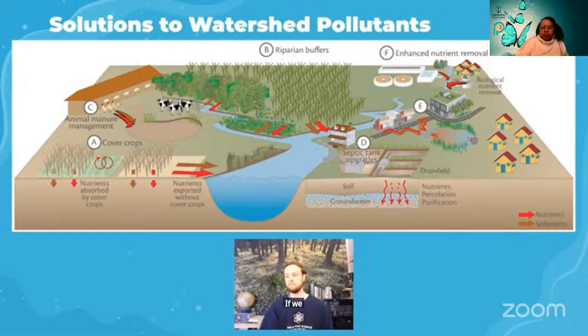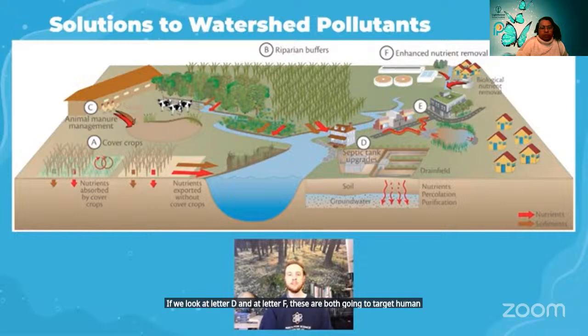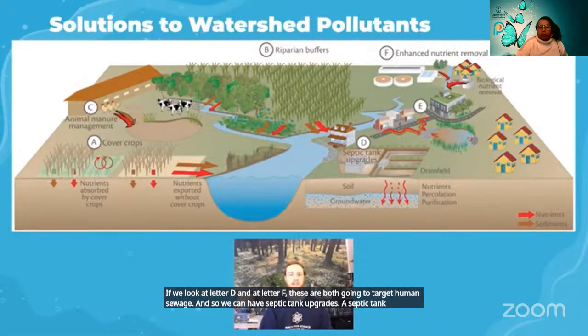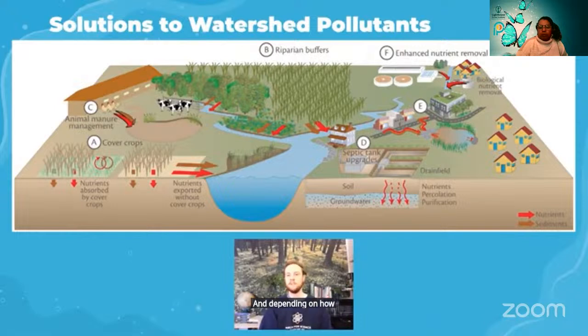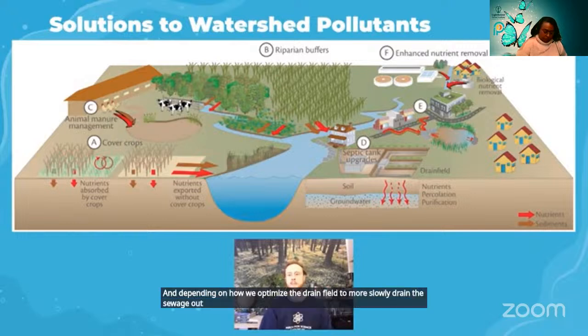If we look at letter D and at letter F, these are both going to target human sewage. And so we can have septic tank upgrades. A septic tank is where you just have a tank in your backyard that collects your waste. And depending on how we optimize the drain field to more slowly drain the sewage out, it can just allow that to be filtered more naturally by the ground and prevent it from overflowing and contaminating nearby surface waters.